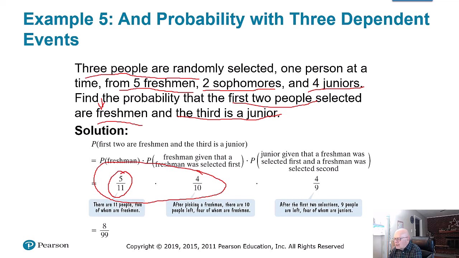What is the chance of the third one being a junior? Well, there's only 4 juniors and you have 9 students left because you've already picked 2 out of the 11. Multiply those 3 together and there's your probability. The first 2 were freshmen and the third is a junior.